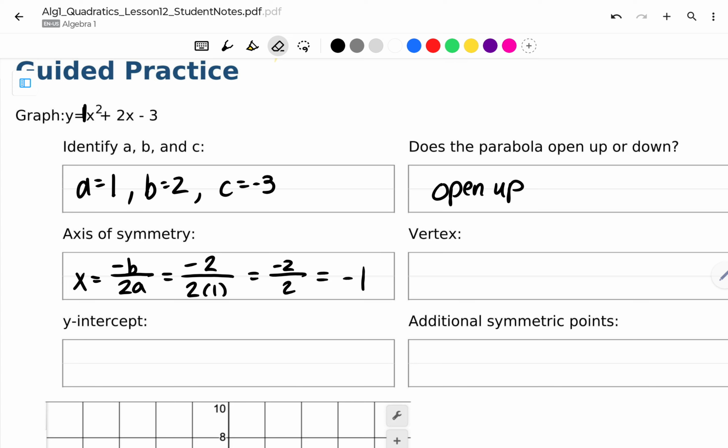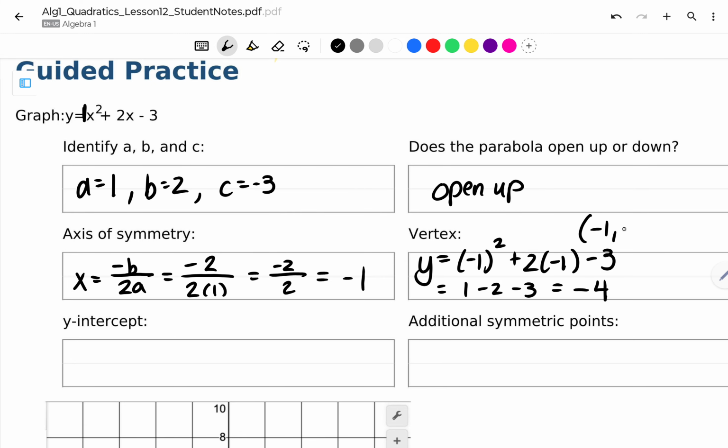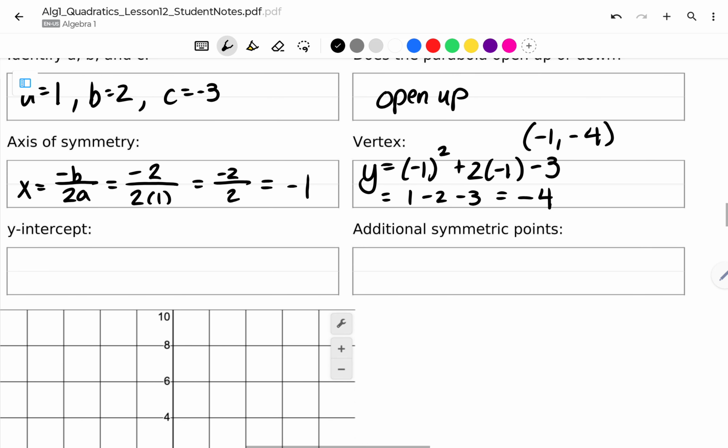All right, what do I do here? You have to go ahead and plug that in. My formula is new. I have a different equation now. Y equals. Now I'm going to plug in negative 1 squared plus 2 times negative 1 minus 3. Negative 1 squared is 1. 2 times negative 1, that's negative 2 minus 3. That is negative 4. So when x is negative 1, our vertex, our y is going to be negative 4.